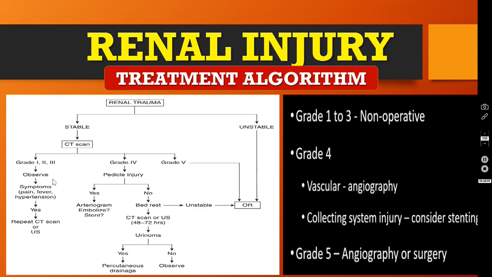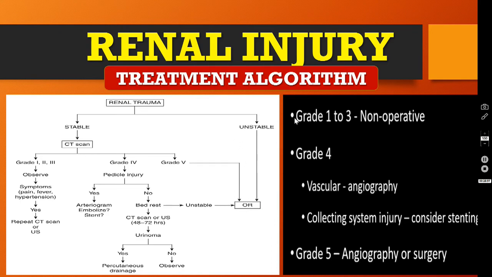If the patient has a grade 4 injury with pedicle injury, you have to do an arteriogram, and you can do what is called therapeutic embolization, or you can put a stent. If there is no pedicle injury, then you can give the patient bed rest, and a CT scan or ultrasound in 48 to 72 hours. If a urinoma is there, then it can be percutaneously drained. If there is no urinoma, then you can just observe the patient. If the patient becomes unstable, or if it is a grade 5 injury, then we have to explore and do operative surgery only.